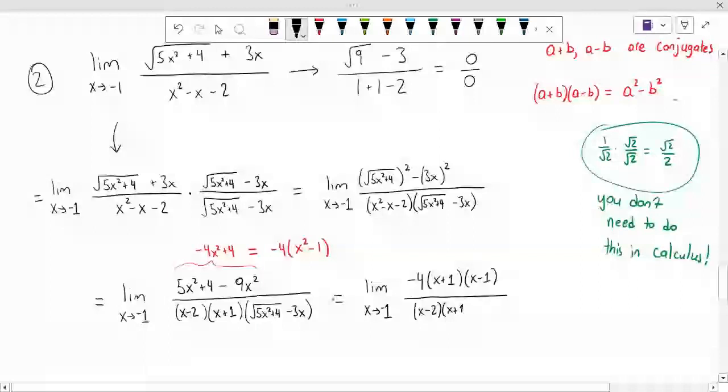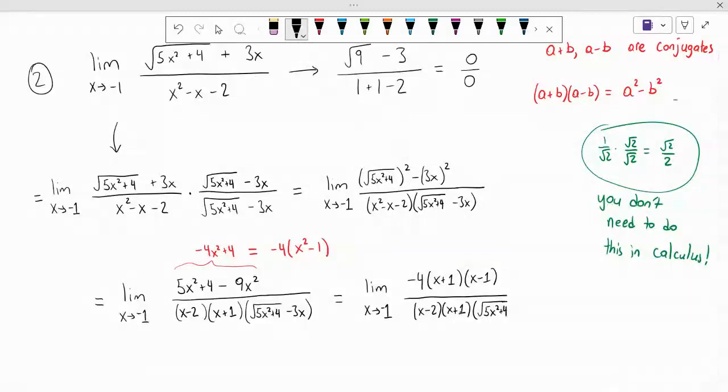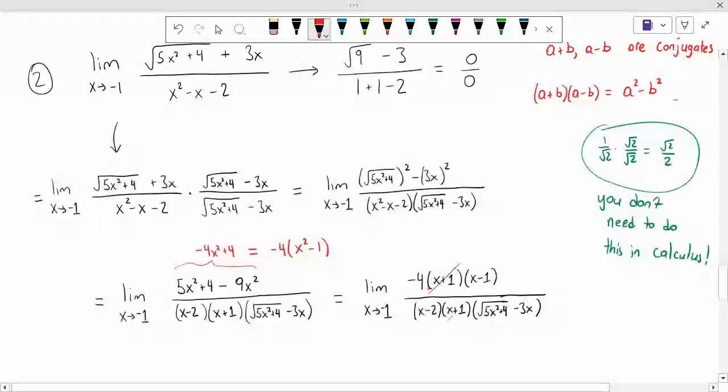So I'm going to write down the results that we have here. Once you factor the numerator and the denominator, you can see what's happening: we have the x plus 1 appearing in the numerator and the denominator, so you can actually cancel those out.